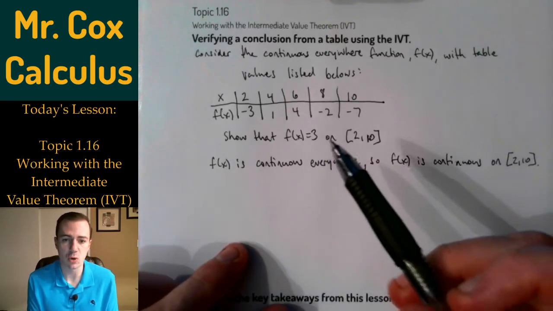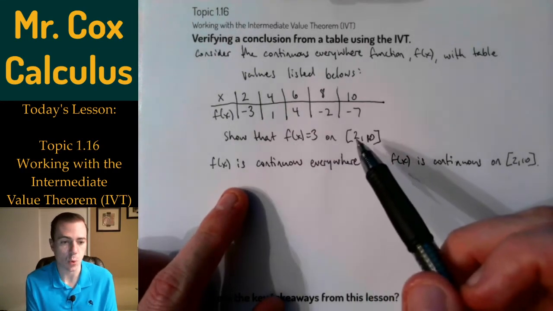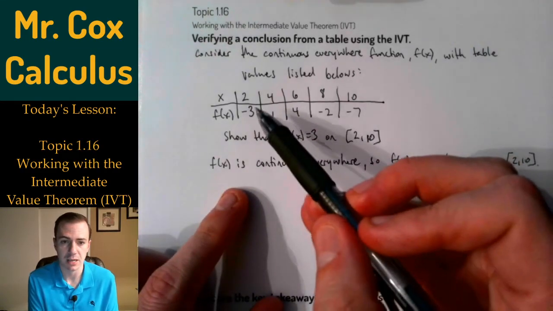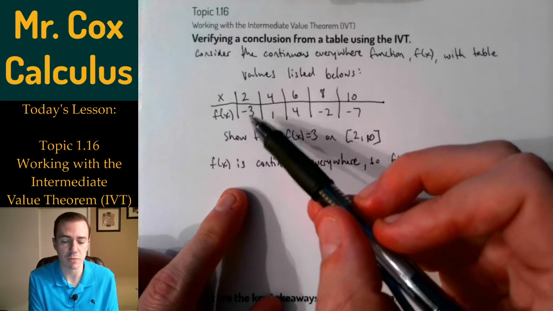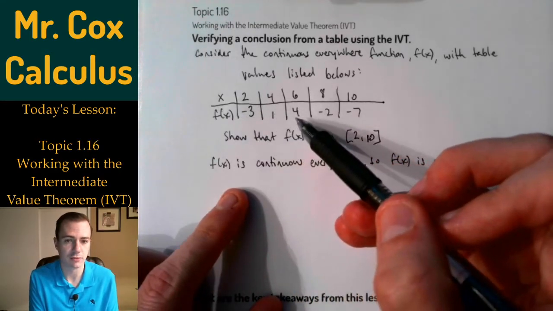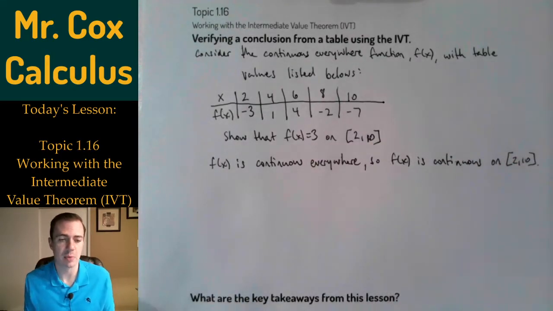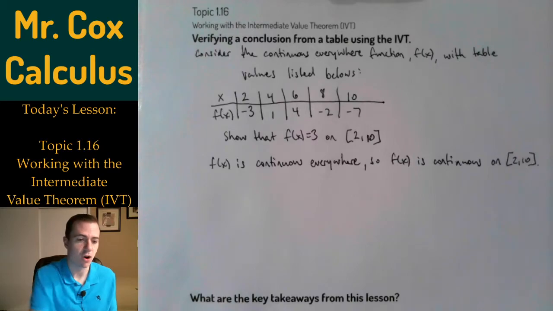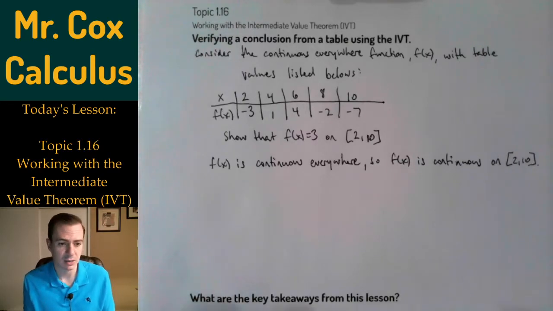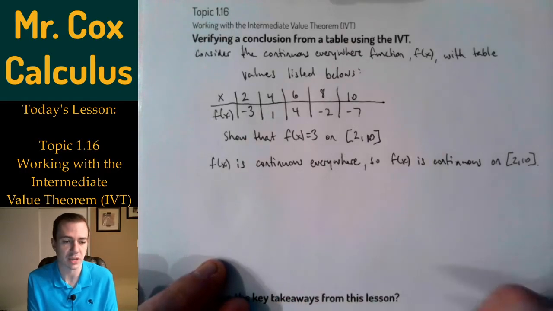If I'm trying to show that f of x equals 3, and I look just at the endpoints of this interval from 2 to 10, at f of 2, I'm at negative 3. Reading the function here, I go from negative 3 to 1 to 4 to negative 2 to negative 7. We don't really know what's happening in between, but we rise up to at least 4, and then we fall back down to negative 7. Logically, it makes sense that at some point we have to go through 3, especially because the function is continuous.